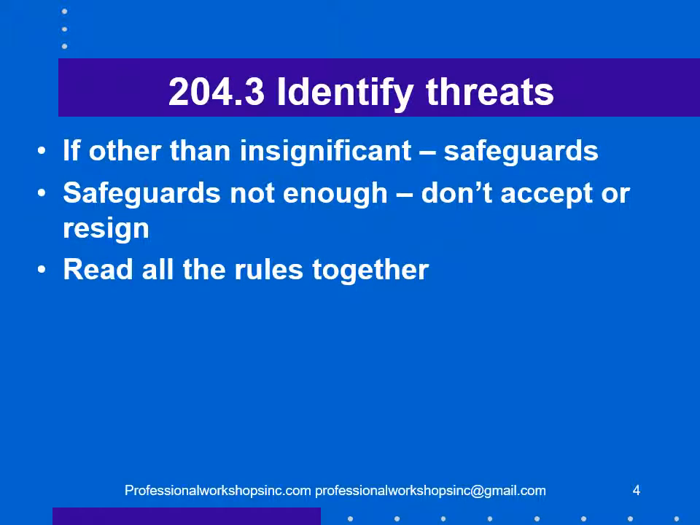204.3, we are to identify threats. And if other than insignificant, which we can just ignore, we would then apply safeguards. And if the safeguards aren't enough, we either cannot accept the assignment or we need to resign. And the other thing is you can't read the rules in isolation because different rules correlate or interact with other rules. So you've got to read all the rules together, and there are interpretations of the rules, and you have to read those as well to fully understand it.